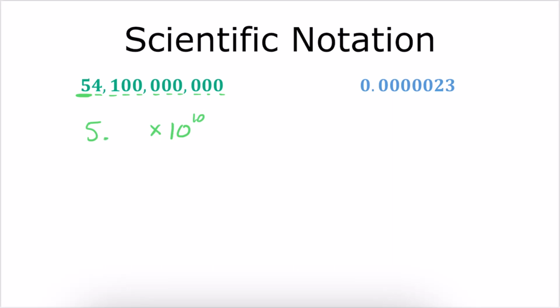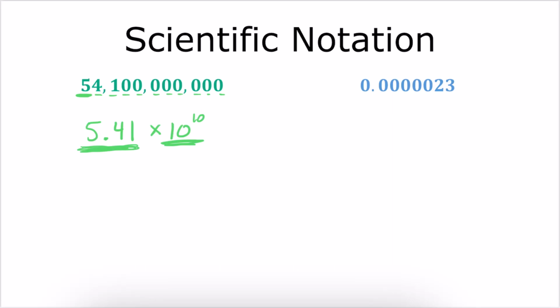The way we write that is 5.41 10 billions. So this is giving us the preciseness of the digits, and this is telling us what place value that number is in.